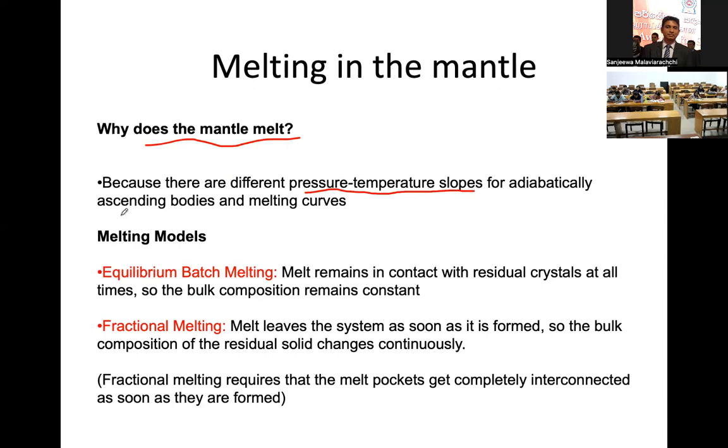And for the ascending bodies, that means as a result of this mantle convection, don't forget about mantle convection, because that is the driving force. Without that nothing will happen. So the mantle convection brings unmelted materials upward, because these are convection currents. I mean, these convection currents can bring materials.